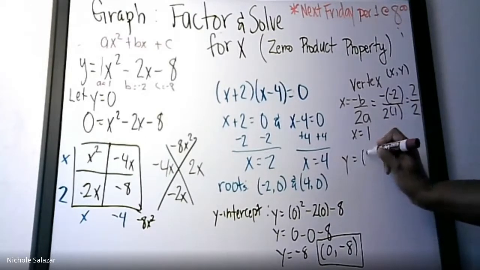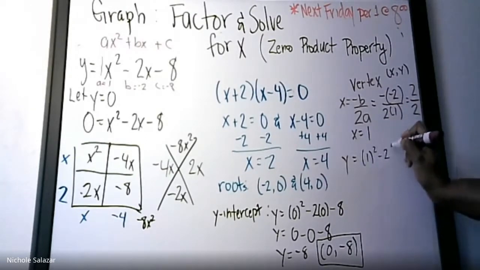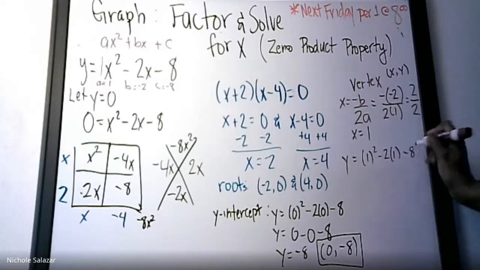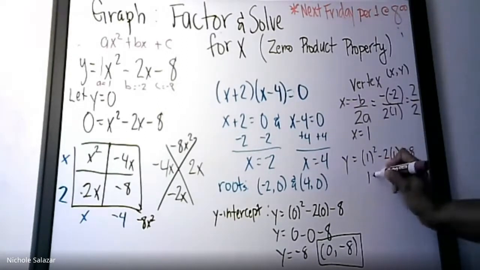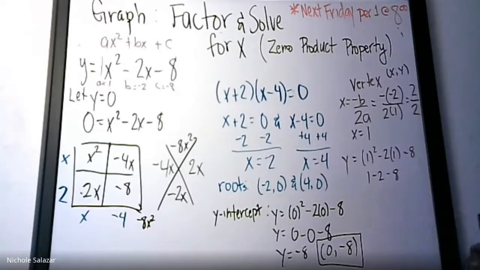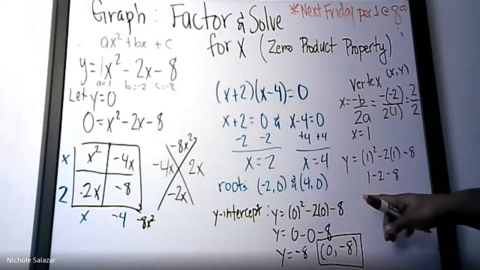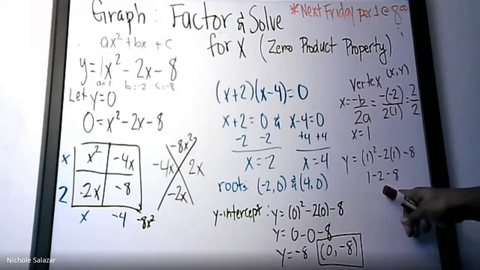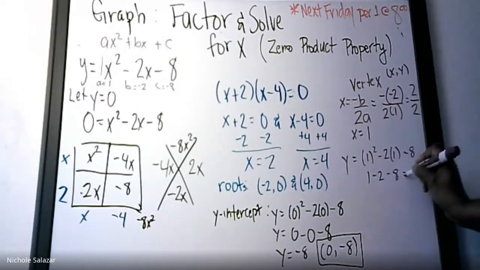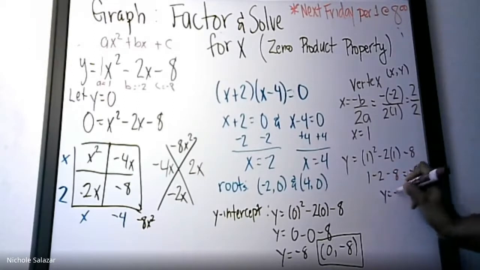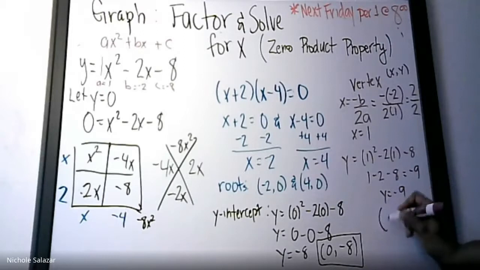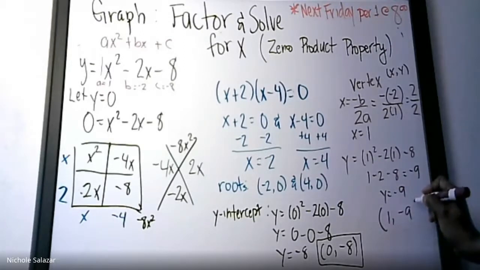So we write 1 squared minus 2 times 1 minus 8. And we get 1 minus 2 minus 8. Okay, and we go from left to right. So 1 minus 2 is -1, minus 8, that's -9. So for the vertex, the y value is -9. Our vertex is 1, -9.